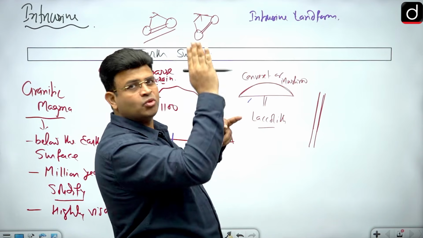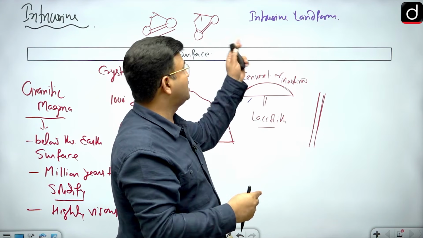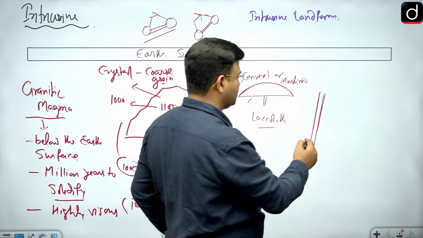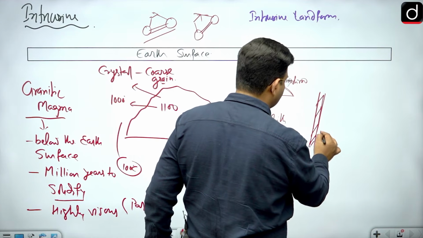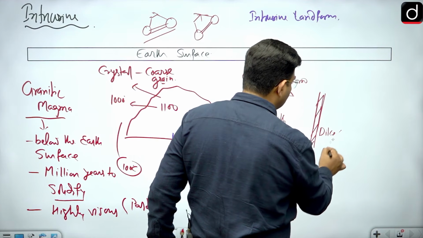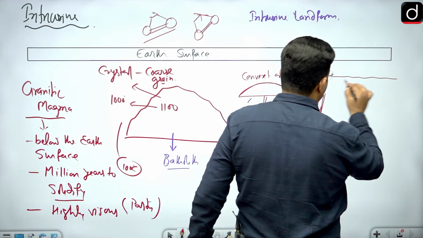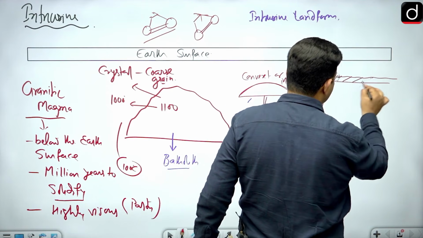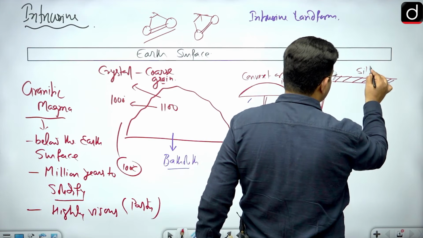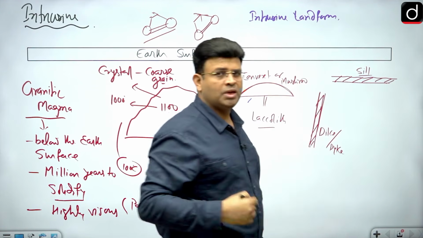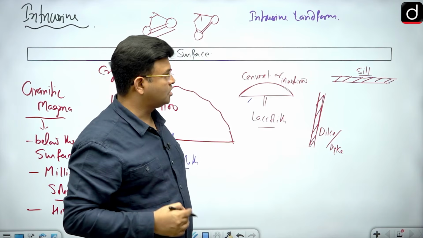And when the magma solidifies like this, vertically, it is known as a dike, or you can say dyke. And when the magma solidifies horizontally, it is known as a sill.